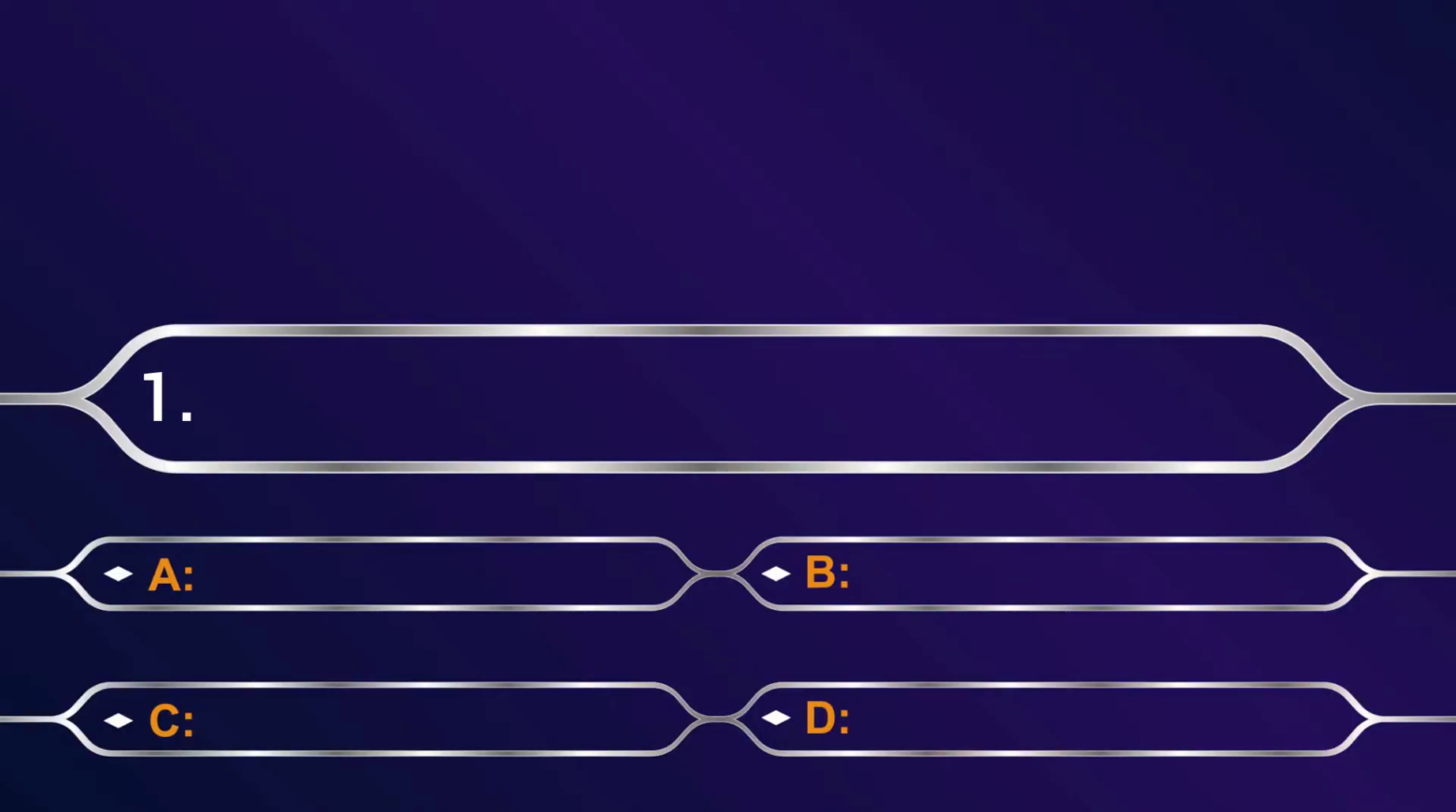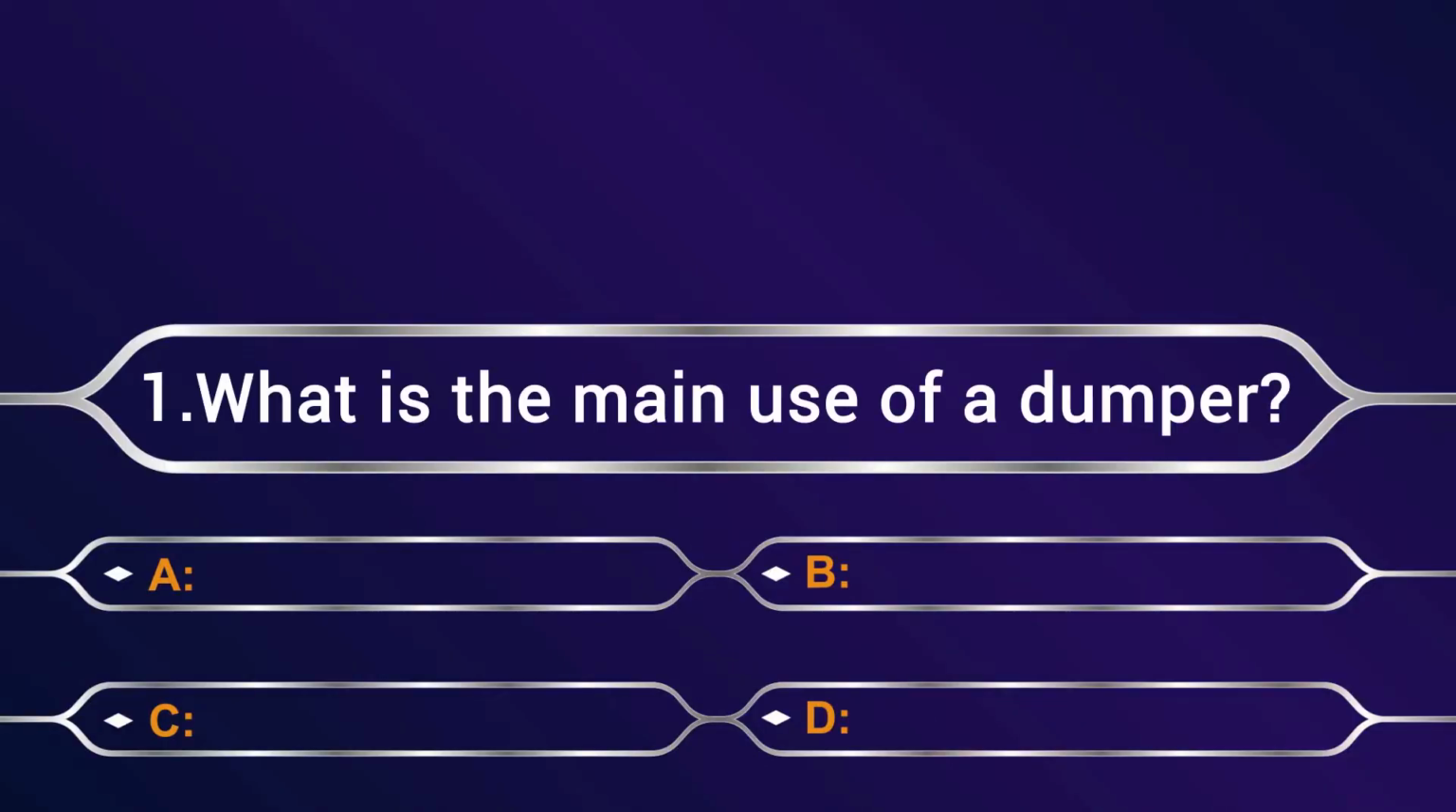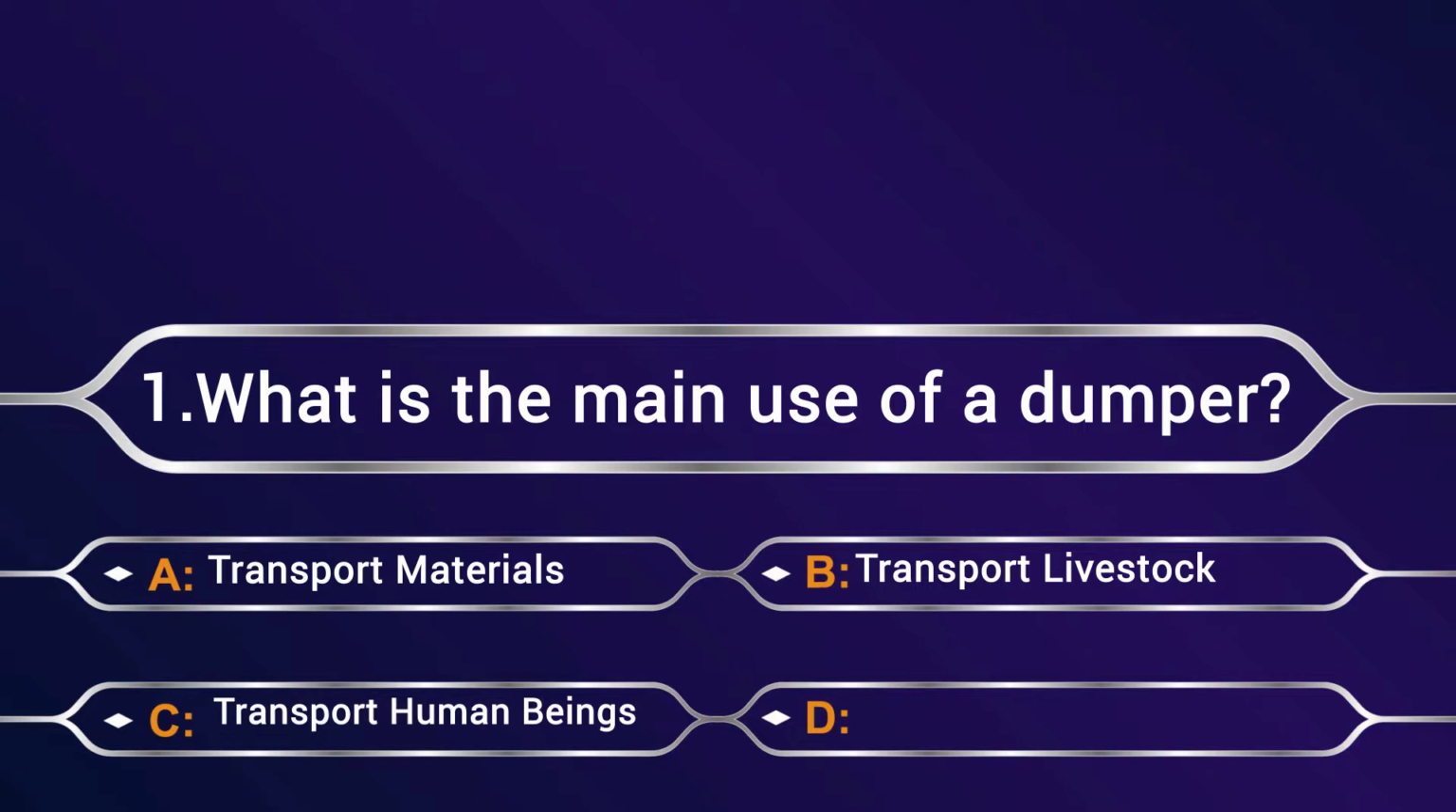Question number 1. What is the main use of a dumper? Option A, transport materials. Option B, transport livestock. Option C, transport human beings. And option D, none of the above. Yes, you guessed it right. It's transport material.